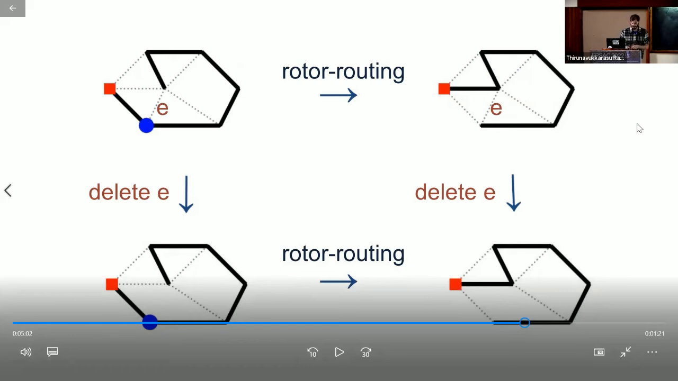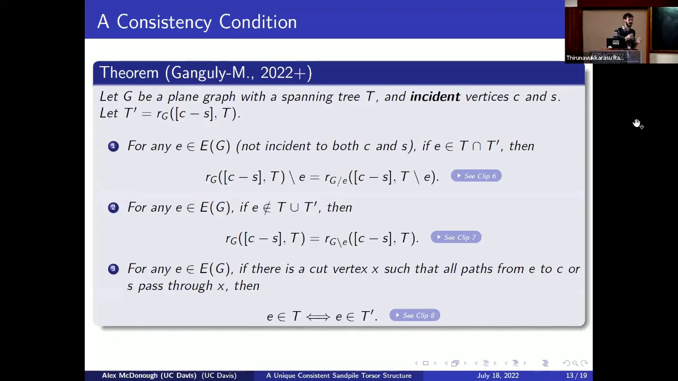And in the interest of time, I think I'm going to skip the last thing. This is just something that tells us we don't really have to worry about cut vertices. We're not even positive that it's not implied by the other 2, but it ended up being really helpful for us to have this extra thing. So you can look at that on your own if you want to.